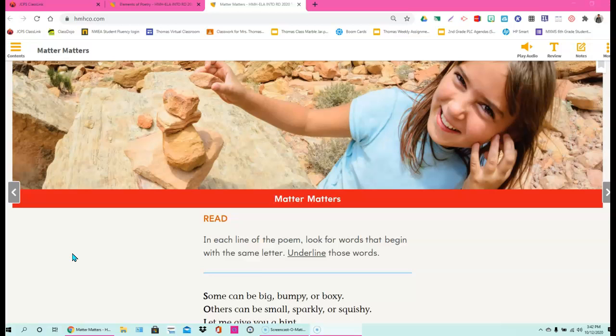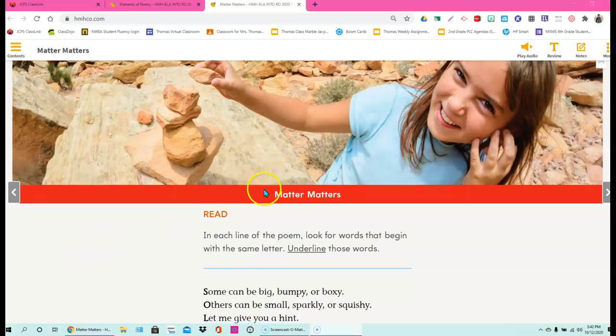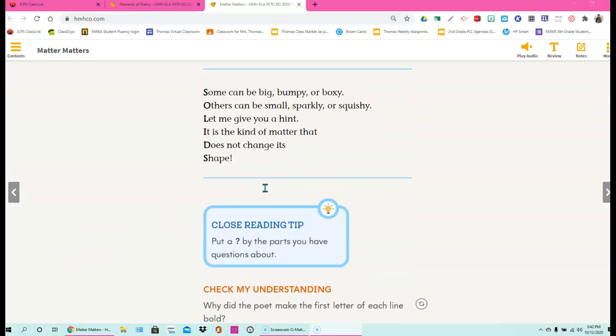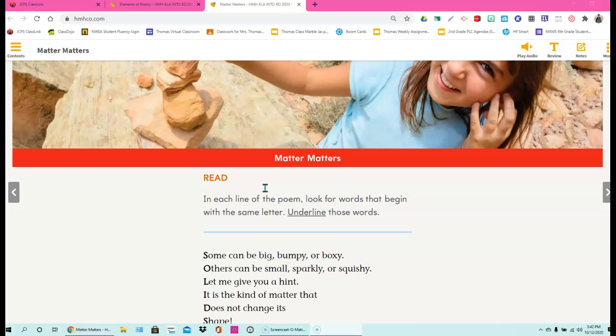And so you'll be reading a poem about solids. And then if you look on page 212, there's a second poem, and that's about liquids. So go ahead and take a moment to write about what your prediction is. And you're going to be writing this on page 210.